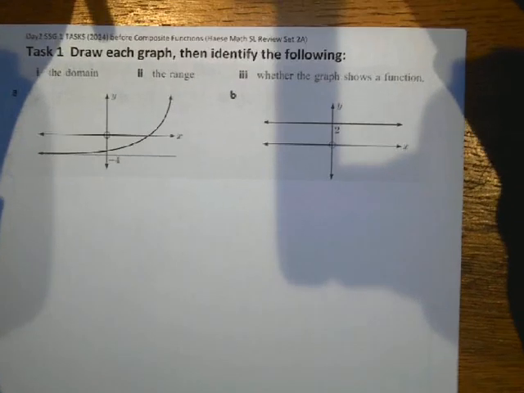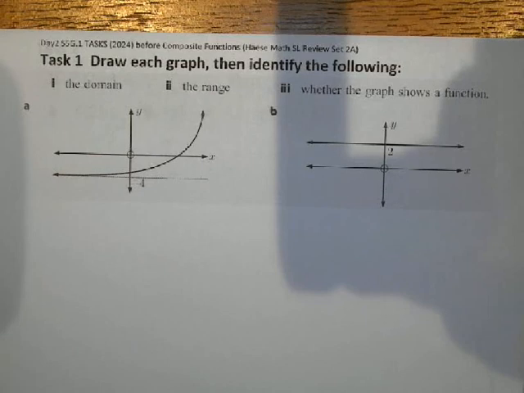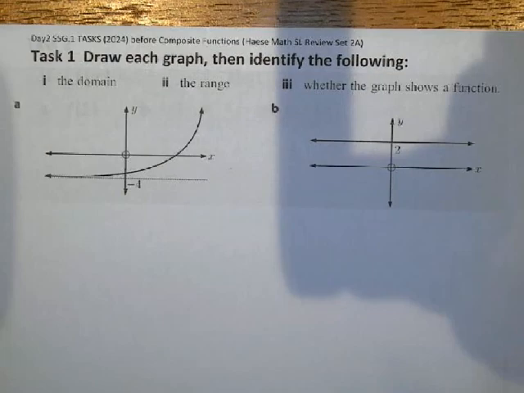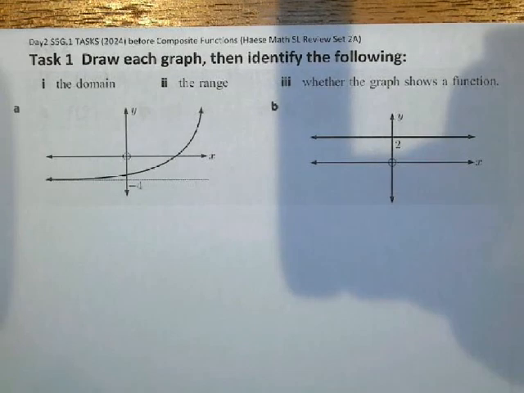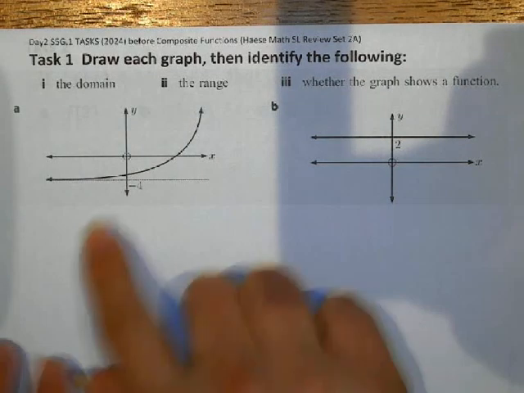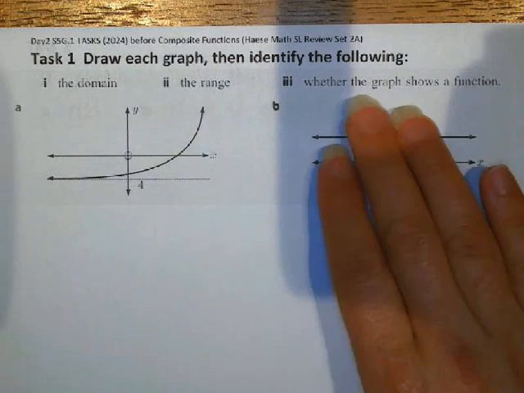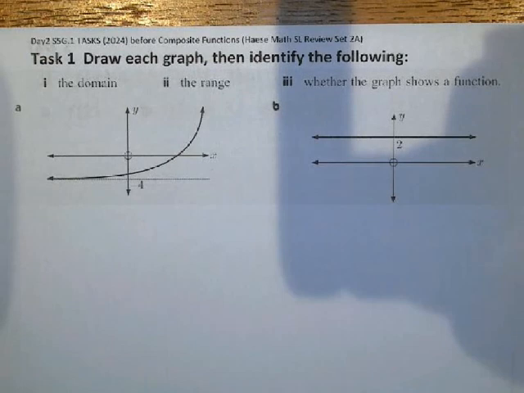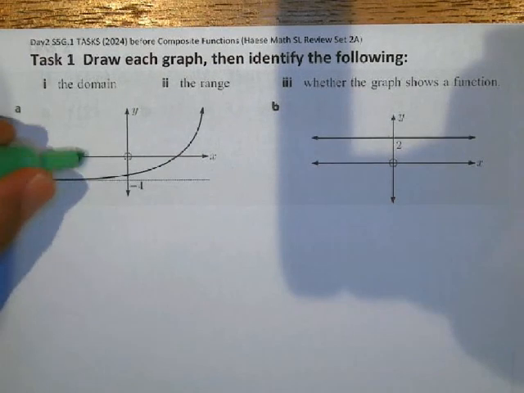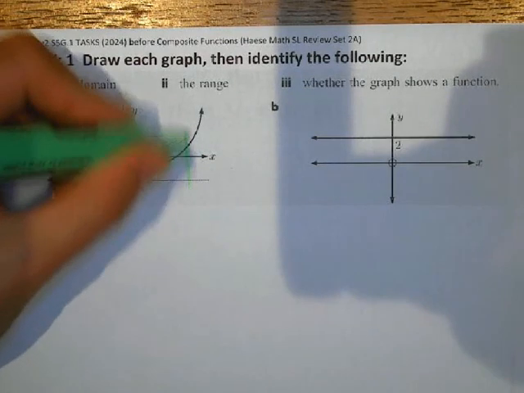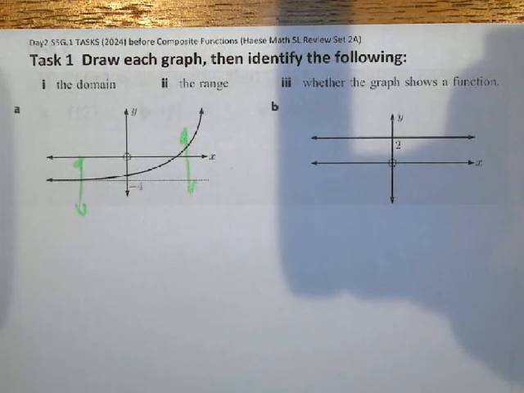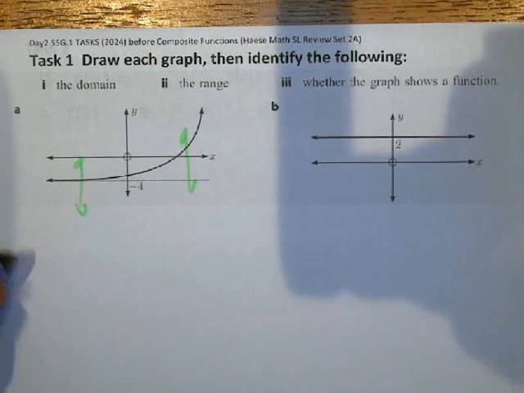Okay, we're going to go over today's tasks that we did on the whiteboards. So we've got these different graphs here, and we're trying to find the domain and range and whether or not they're a function. So first of all, I can draw a vertical line anywhere on this graph. So this is a function.